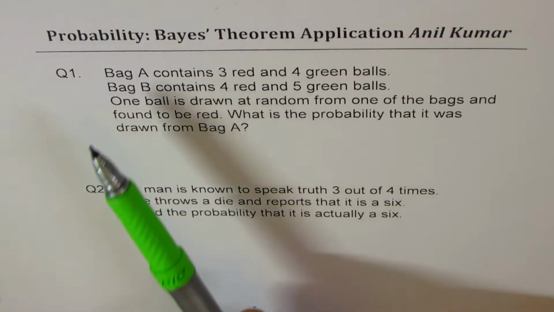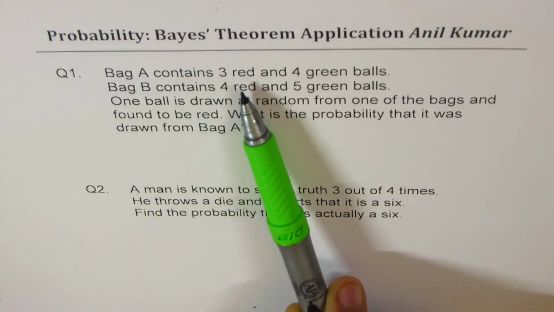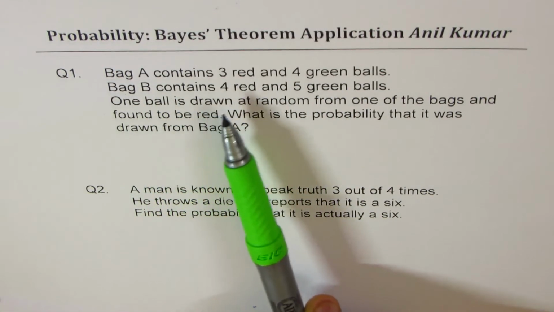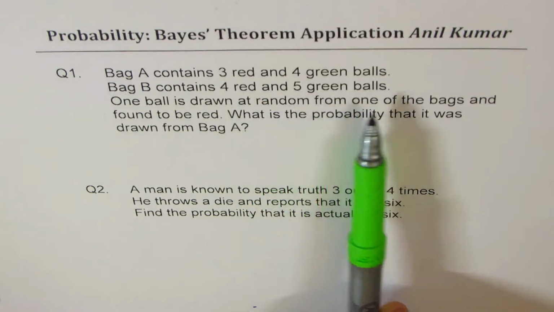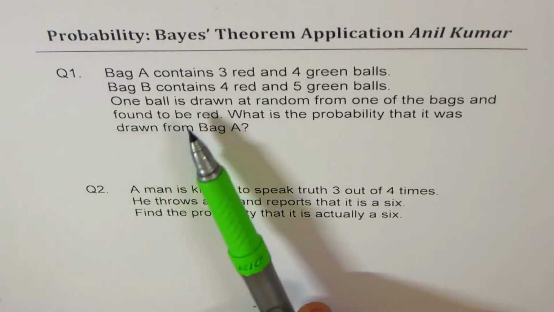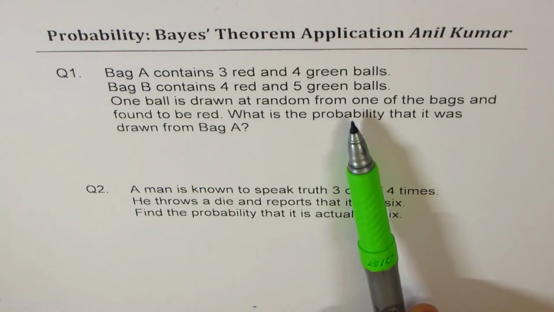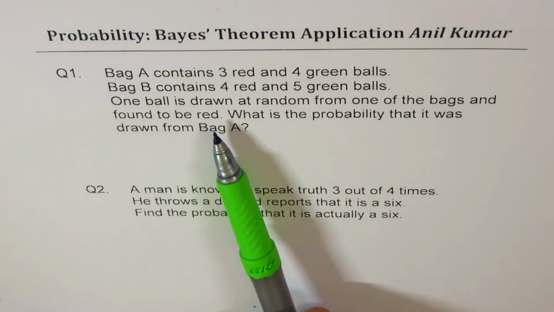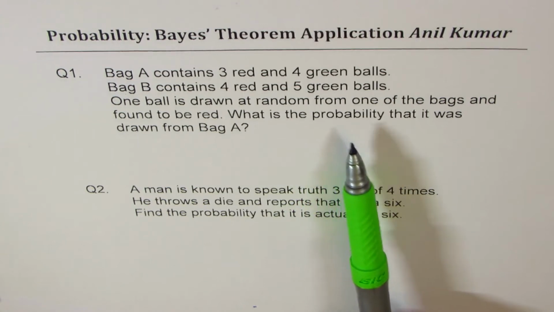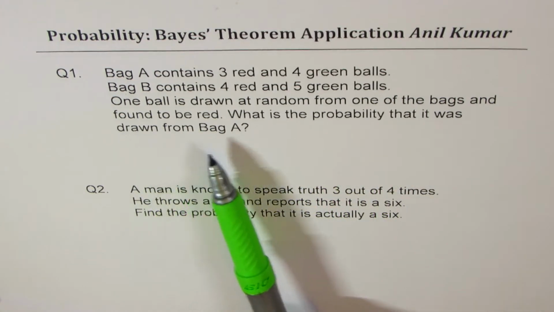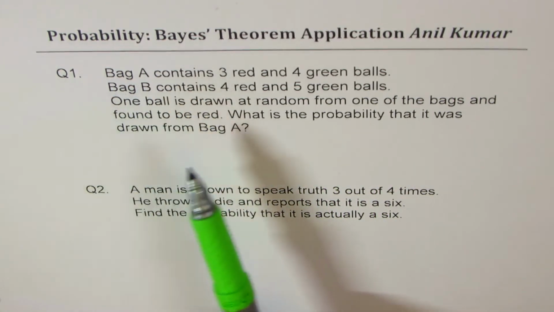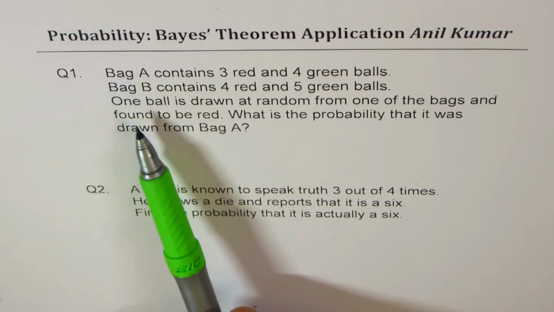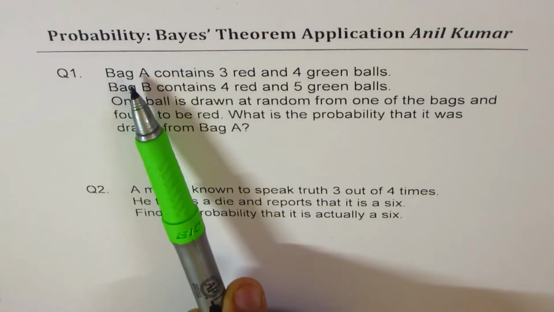Question number 1 is: bag A contains 3 red and 4 green balls. Bag B contains 4 red and 5 green balls. One ball is drawn at random from one of the bags and found to be red. What is the probability that it was drawn from bag 1? So we are kind of doing a reverse calculation here, figuring out from where it came.